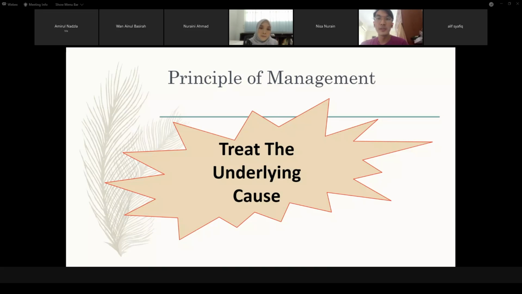So the principle of management is actually to treat the underlying cause. So back to our classification of etiological causes of optic neuritis. For infection, we need to treat the causes. Find out the infectious agent and treat accordingly. Next slide.